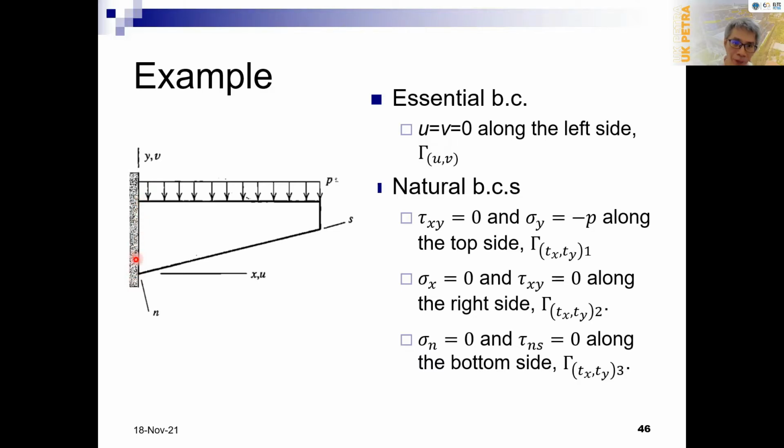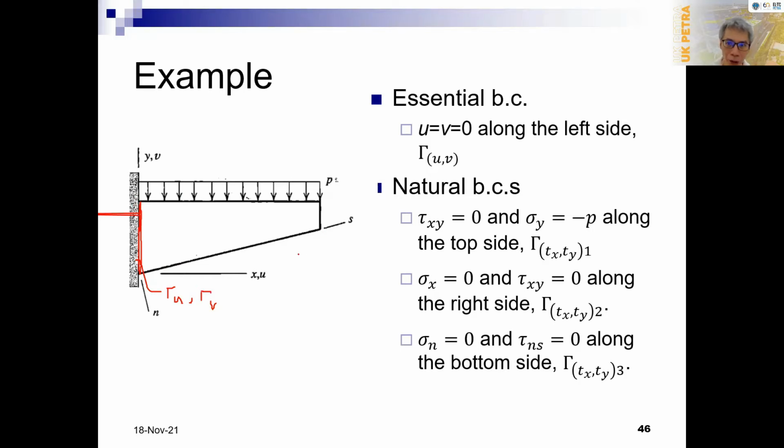Okay, so we say that this is gamma u and also gamma v. Okay, this is the boundary where we specify the displacement. Okay, the rest are stress boundary conditions. Even though on this side there is no stress, we say that yes, there is no stress, it means the stress is 0, right?